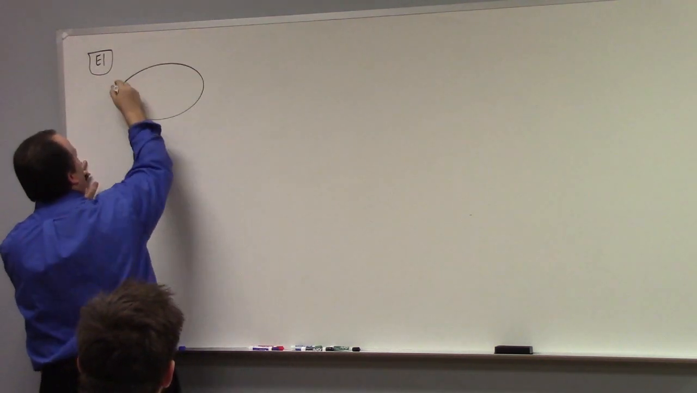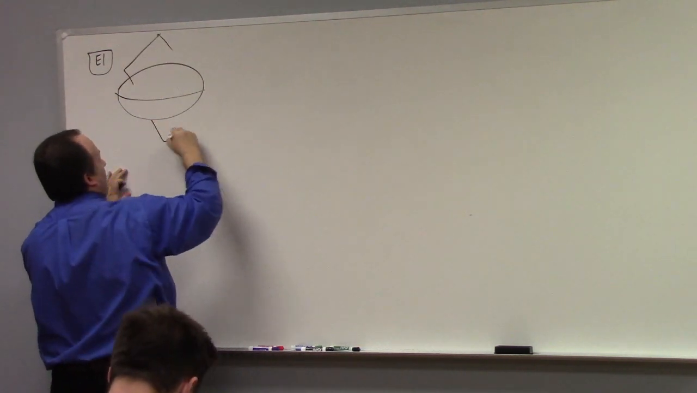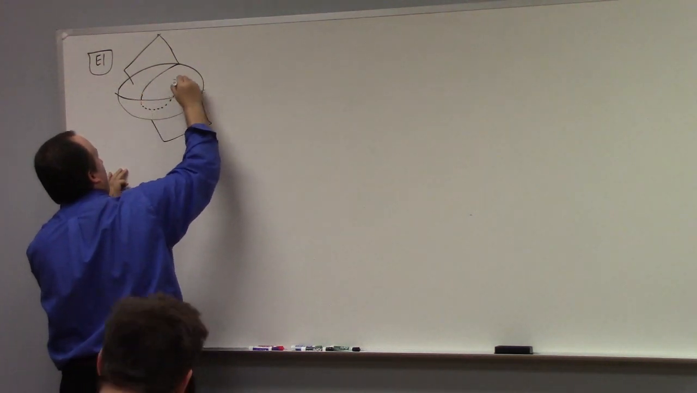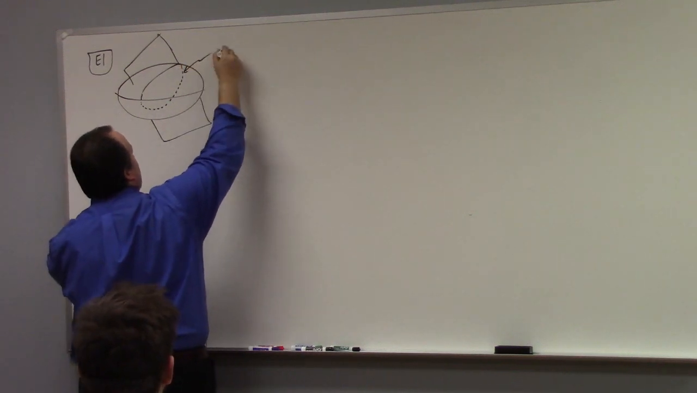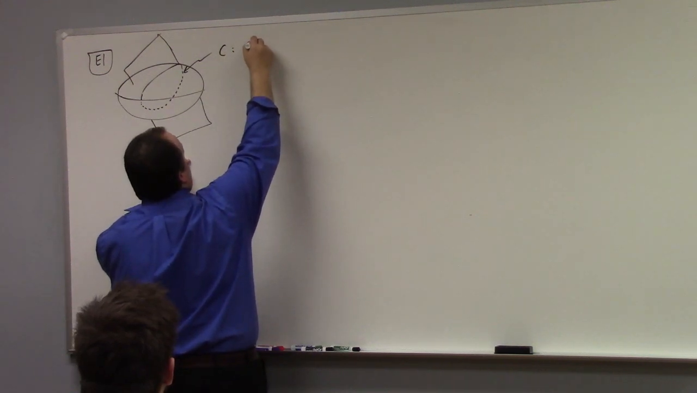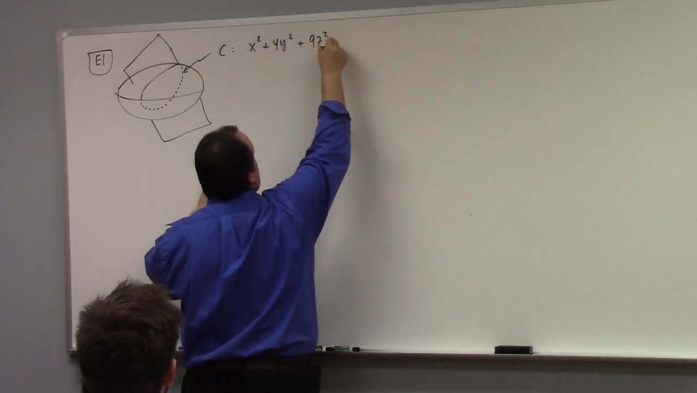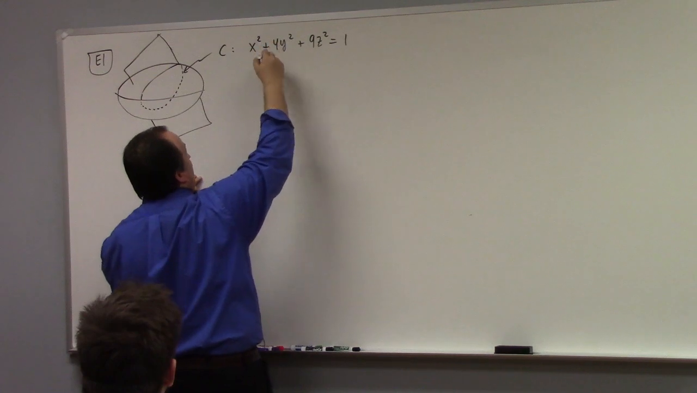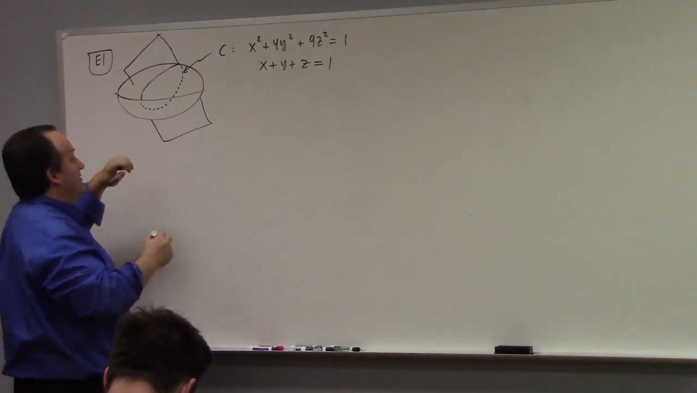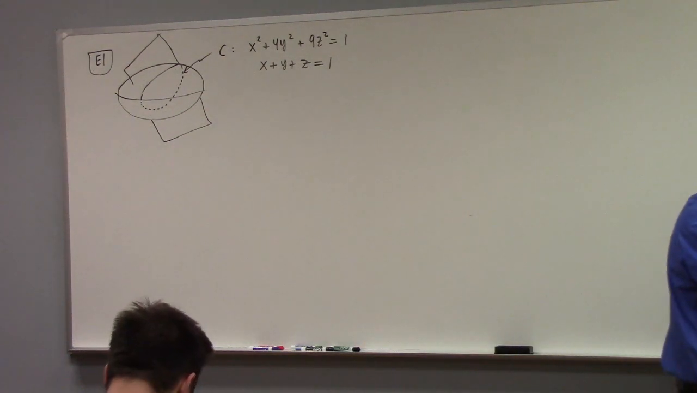Suppose you've got an ellipsoid, and you've got a plane, and they intersect in some curve of intersection, like there. And let's suppose that that curve is given by the common solution set of, let's say, x squared plus 4y squared plus 9z squared equals 1. And let's make the plane relatively simple. Let's do x plus y plus z equals 1. So C is the intersection of those two surfaces, all right? So that's a curve in 3 dimensions.